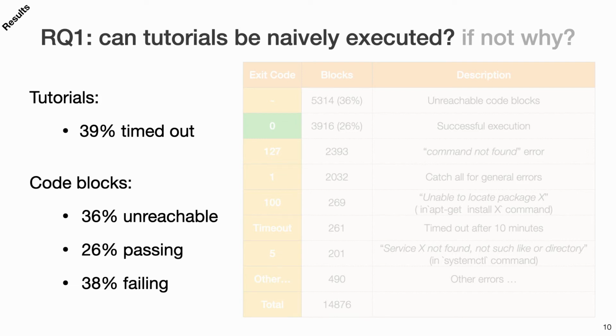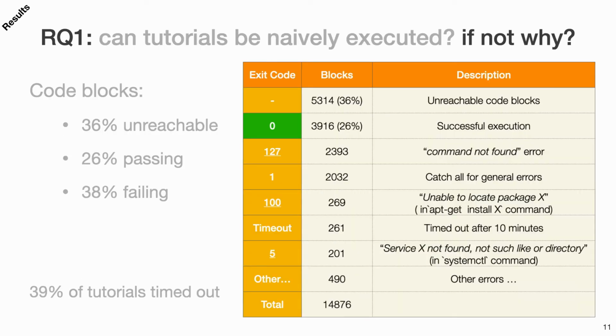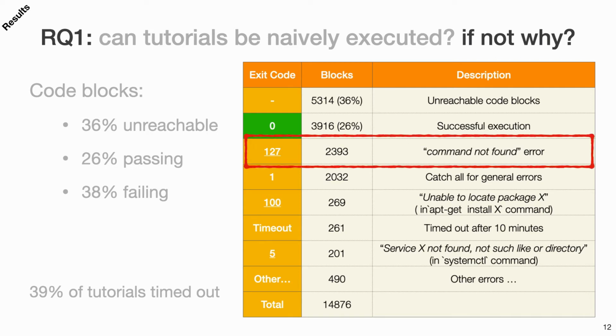To better understand the reason for these failures, we are going to take a look at the exit codes. Here we can see one of the most common exit codes is 127, which indicates a command not found error. So the code block could be not a command, or it might be because a previous command has failed and this tool that we are trying to run in this step does not exist right now.